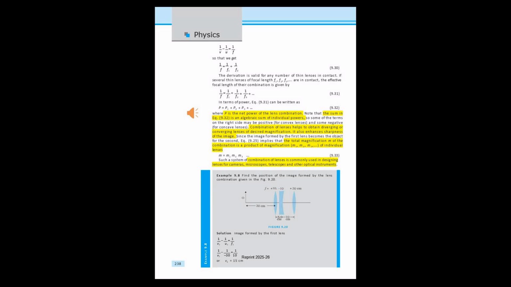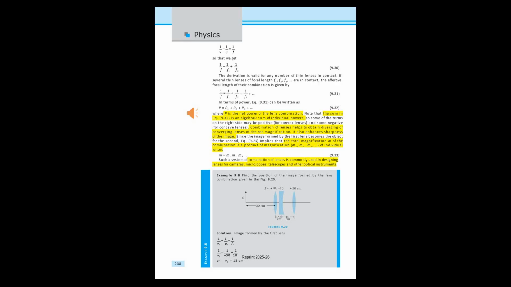If several thin lenses of focal length f1, f2, f3 are in contact, the effective focal length of their combination is given by equation 9.31. In terms of power, equation 9.31 can be written as P equals P1 plus P2 plus P3 plus..., equation 9.32, where P is the net power of the lens combination. Note that the sum in equation 9.32 is an algebraic sum of individual powers, so some of the terms on the right side may be positive for convex lenses and some negative for concave lenses.